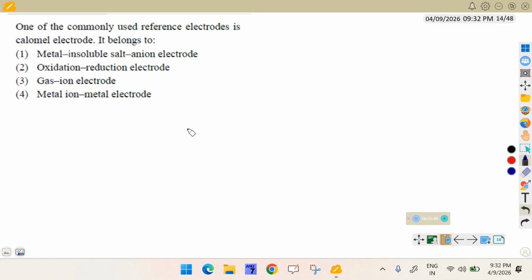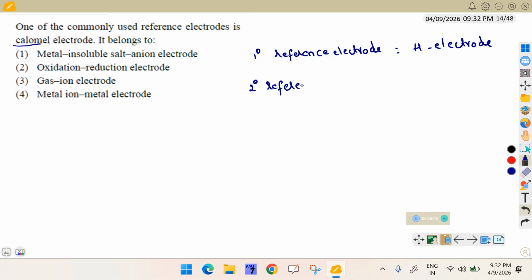One of the commonly used reference electrodes is the calomel electrode. It belongs to which type? We know that the primary reference electrode is the hydrogen electrode. The secondary reference electrode is the calomel electrode.